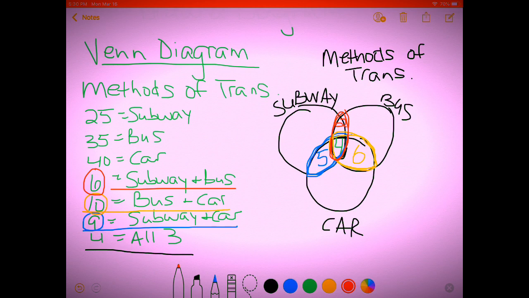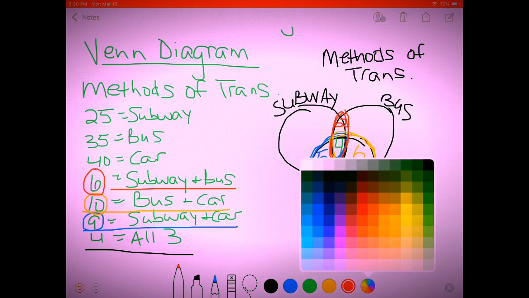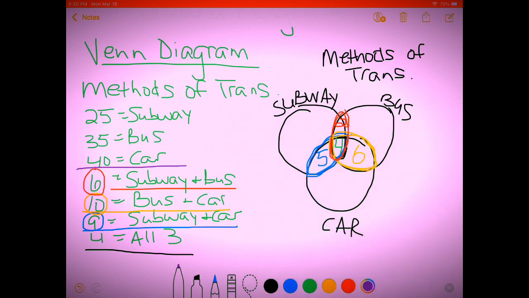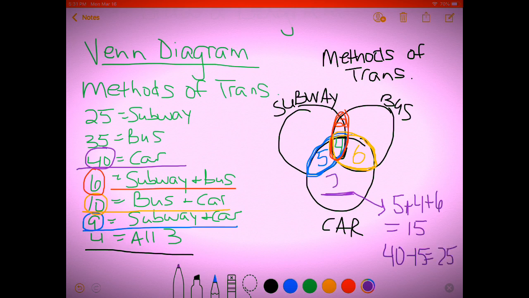Now we need to figure out what's left for the people who only took one method of transportation. If we look at car, in the car circle we need a total of 40 people. But we already have 5, 4, and 6 people, which gives us a total of 15 people. So we take the total that should be in that whole circle, 40, and subtract 15. That gives us a total of 25 people that only take a car to work.